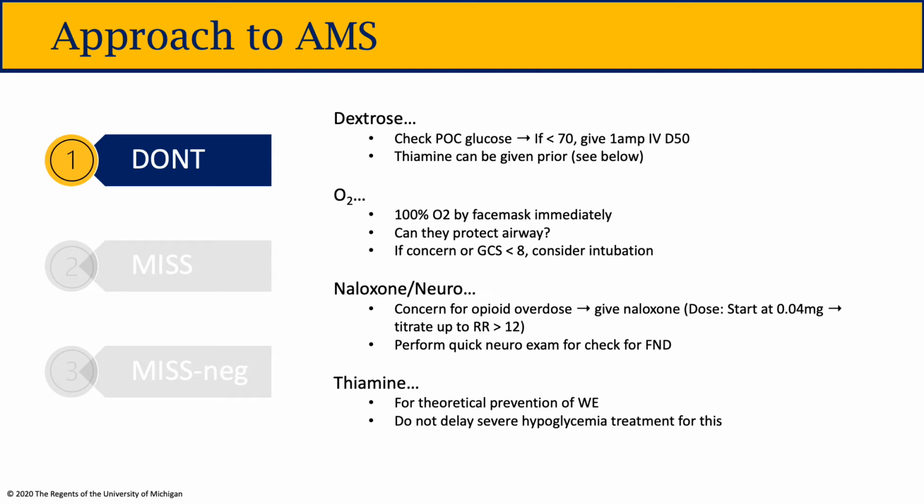N stands for naloxone and neuro. Opioid reversal treatment with naloxone is largely harmless and can quickly correct an overdose. N for neurologic causes, specifically stroke, should also be considered, and it can be helpful to do a quick neurologic exam to determine if there are any focal neurologic deficits. Finally, T for thiamine can be given before glucose if available for the theoretical prevention of Wernicke's encephalopathy.